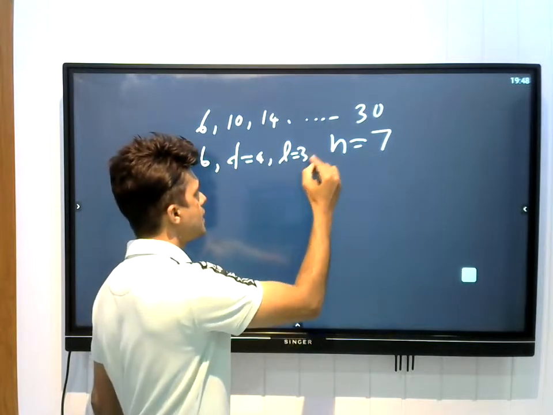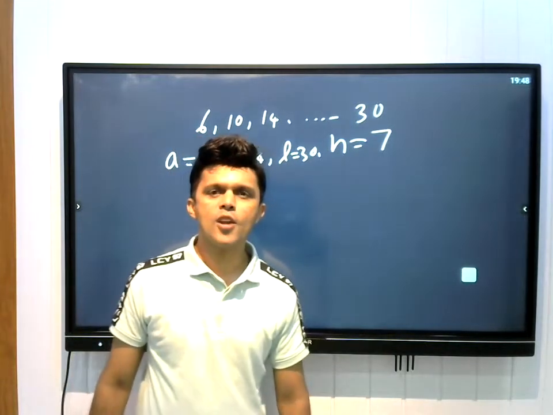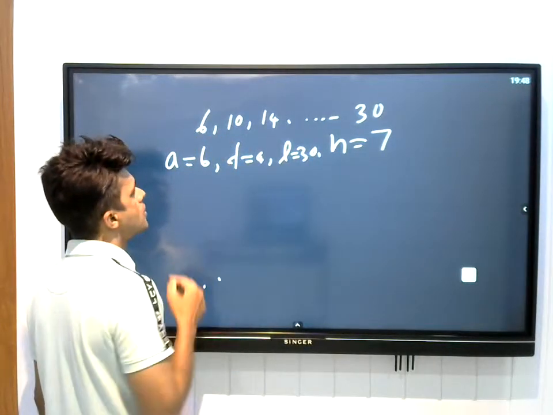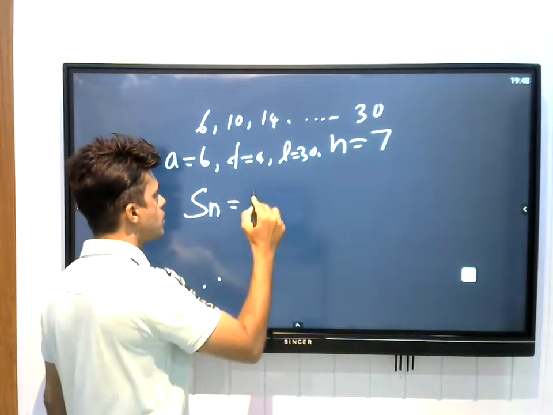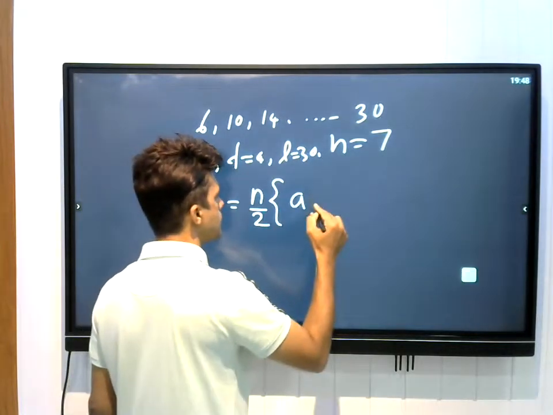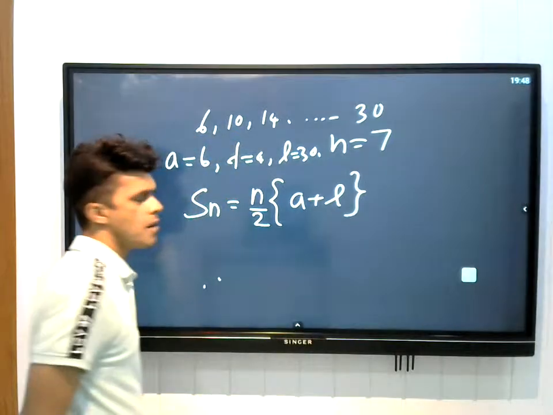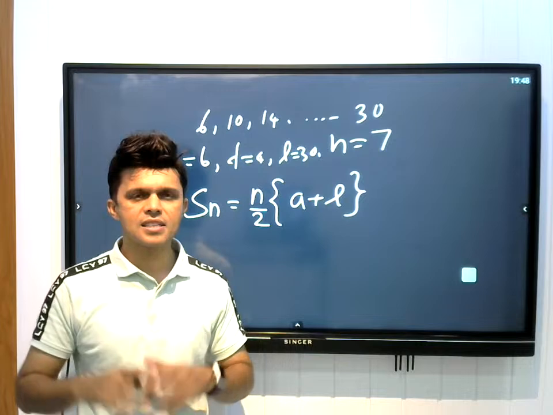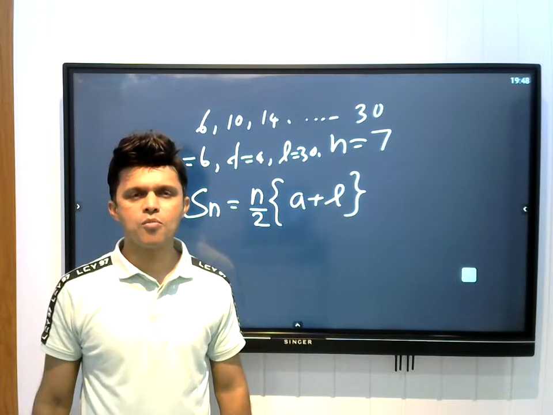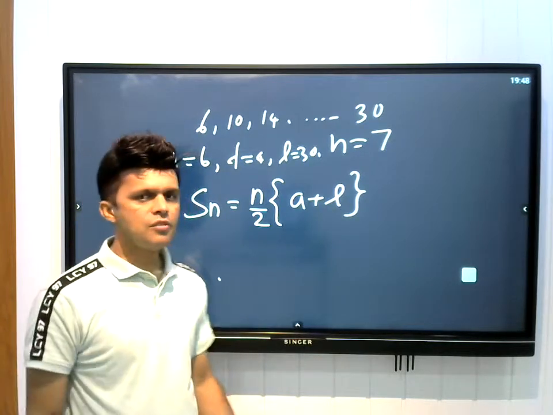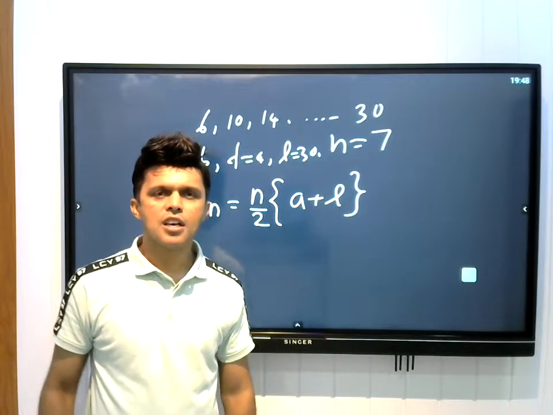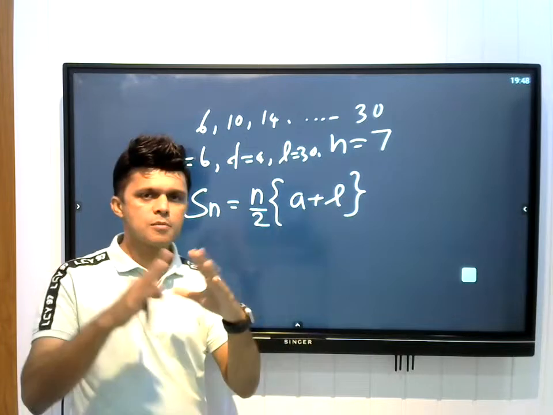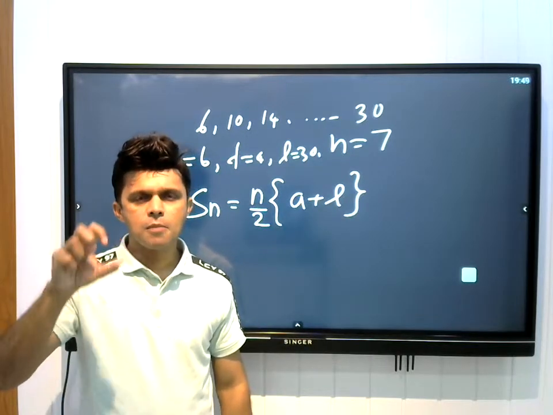You have to get the sum of this progression. How can you calculate the sum of this progression? The sum can be found using Sn equals n by 2 times (a plus l). This is the formula that you will have to use to get the sum of n terms. This is the condition: you need to know the last term of this progression. When you know the last term, the value of a, and the number of terms as well, you could get the sum of this progression.